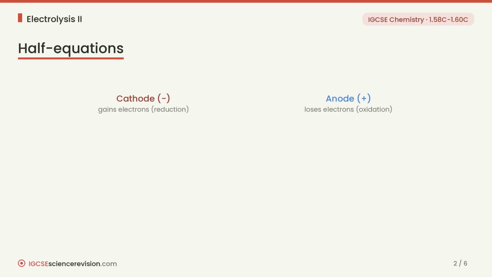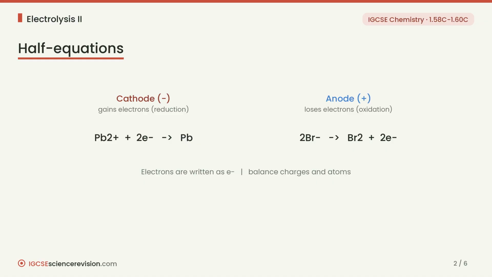At each electrode we can write a half equation showing what happens to the electrons. At the cathode, ions gain electrons. That's reduction. For example, a lead ion, Pb2+, gains 2 electrons to become a lead atom. At the anode, ions lose electrons. That's oxidation. 2 bromide ions lose 2 electrons to form a bromine molecule. Notice we write electrons as e-, and make sure the charges and atoms balance on both sides.